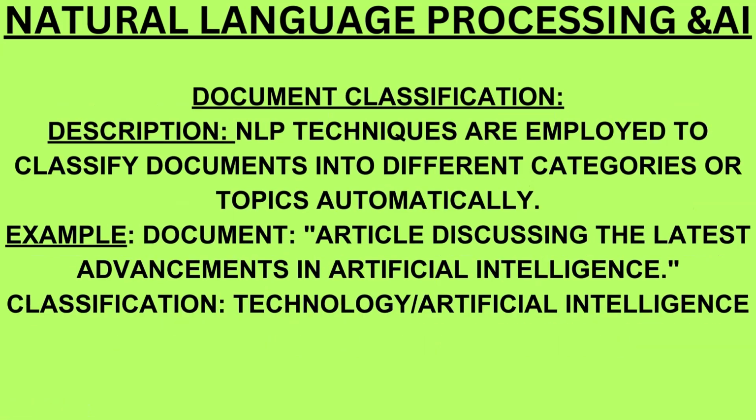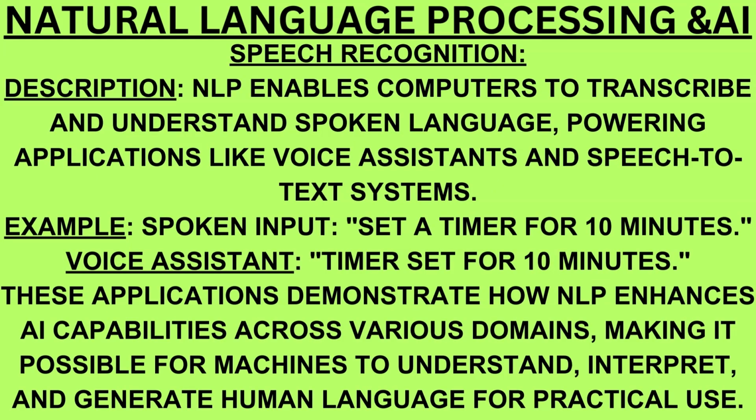Document classification. Description. Natural language processing techniques are employed to classify documents into different categories or topics automatically. Example. Document: Article discussing the latest advancements in artificial intelligence. Classification: Technology/artificial intelligence.